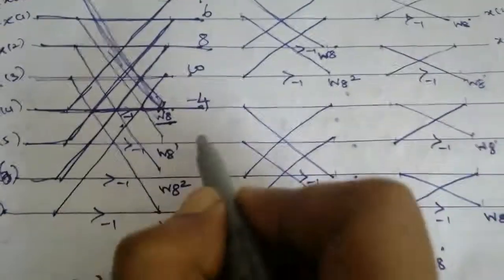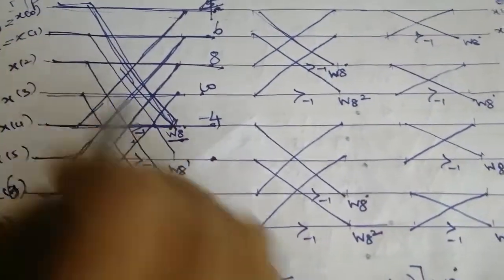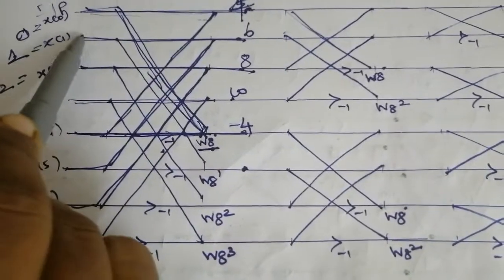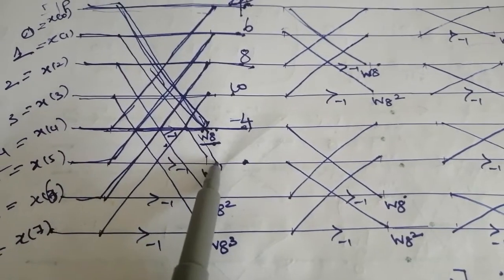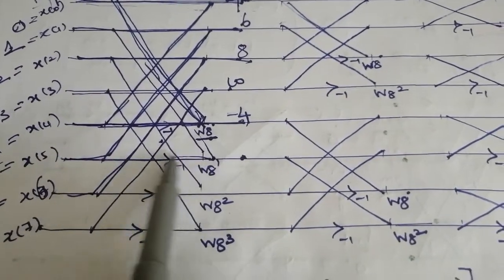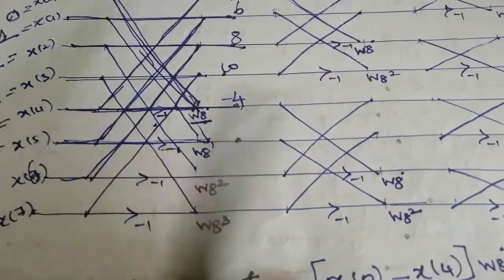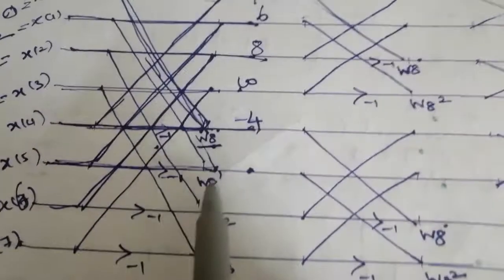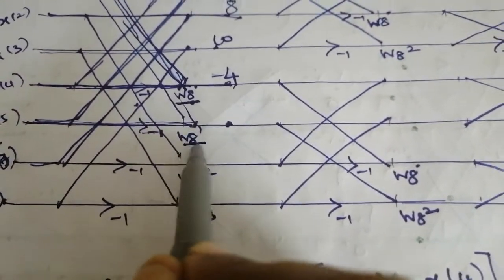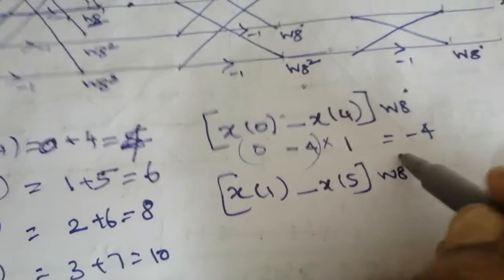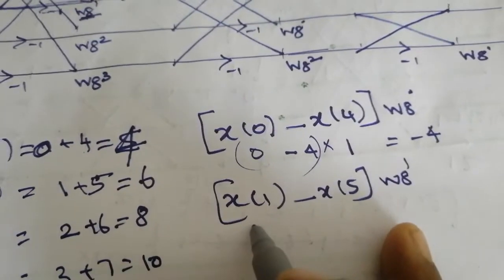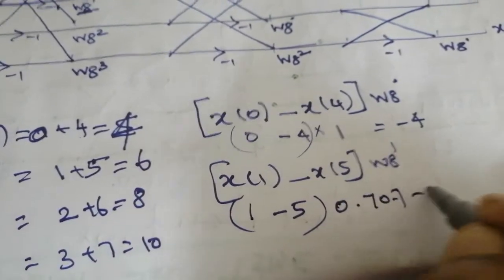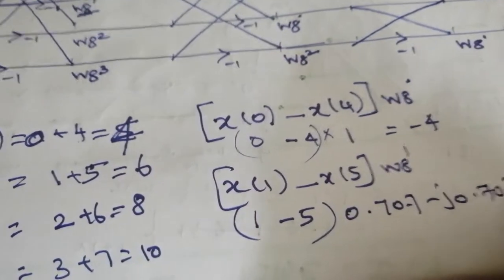Then this line is nothing but x of 1. x of 1 is added with x of 5, and x of 5 is multiplied with minus 1. So we use the minus sign with x of 5. After these two lines are joined, then the W8 power 1 factor is multiplied. So x of 1 value is 1 minus 5 into W8 power 1 value, which is 0.707 minus j 0.707.